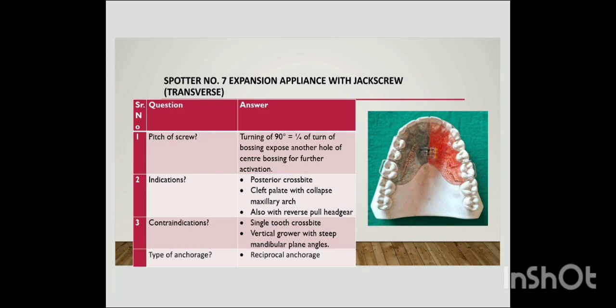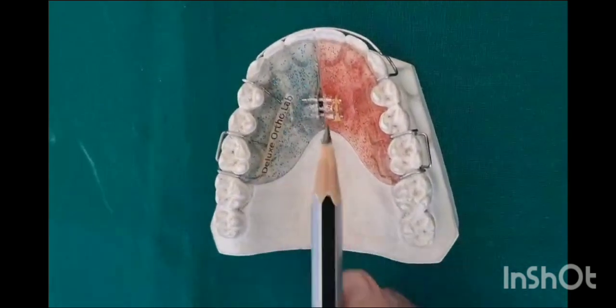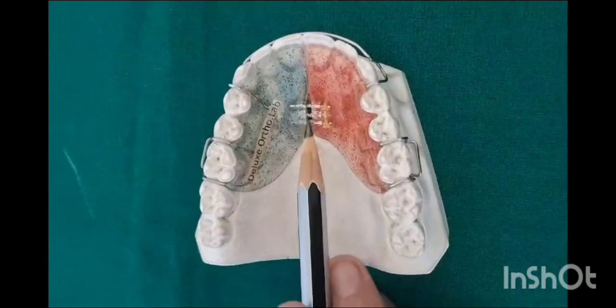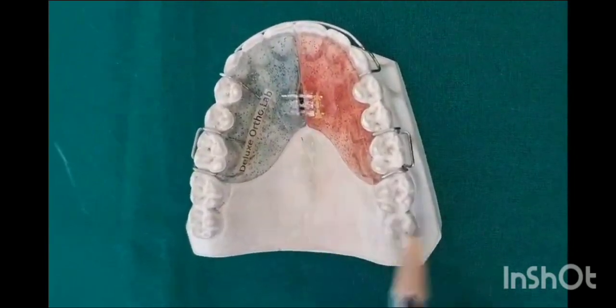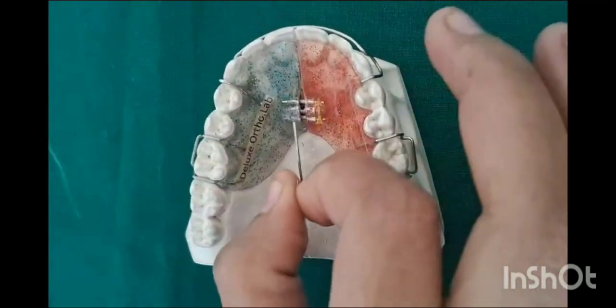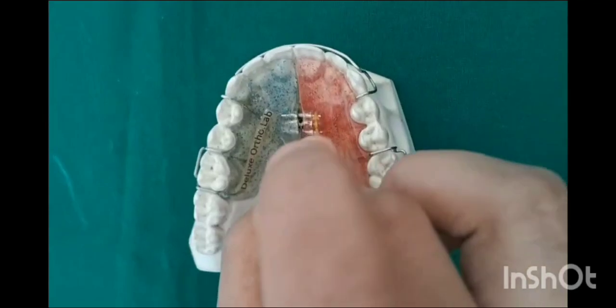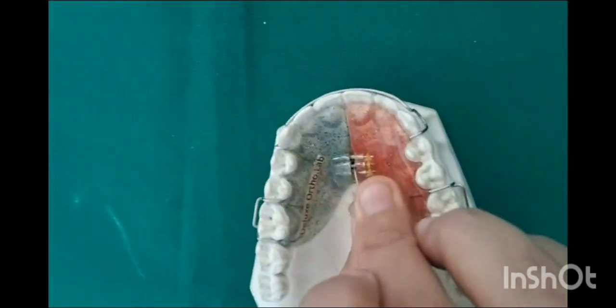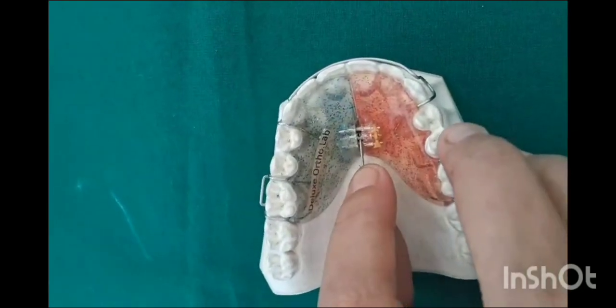Reciprocal anchorage is where two teeth or groups of teeth of equal anchorage value are made to move in the opposite direction. This is the expansion appliance in which the jack screw is placed in the mid-palatal suture area. By activating the screw by giving the full turn, it will activate and carry out the expansion in the transverse direction.